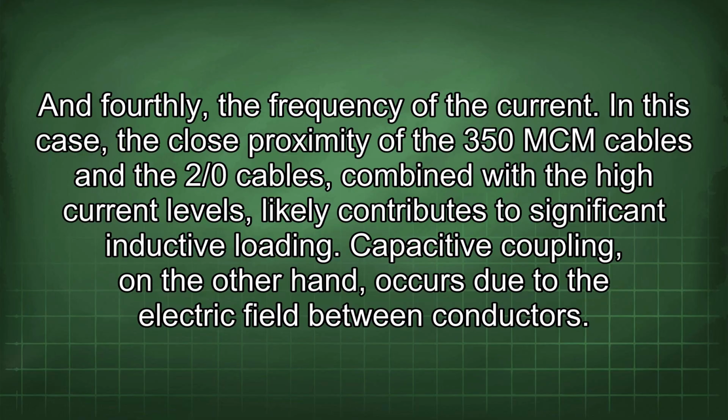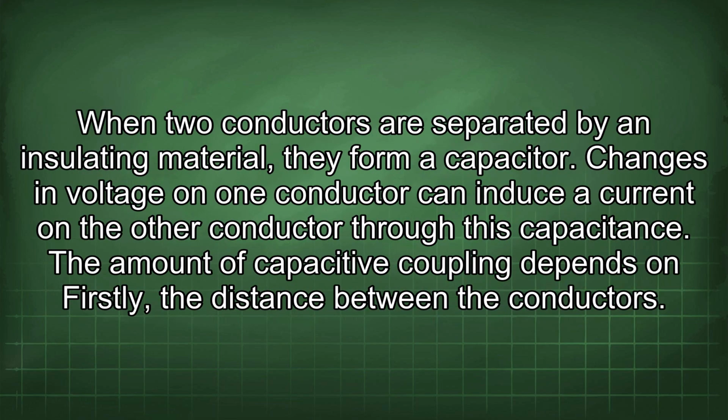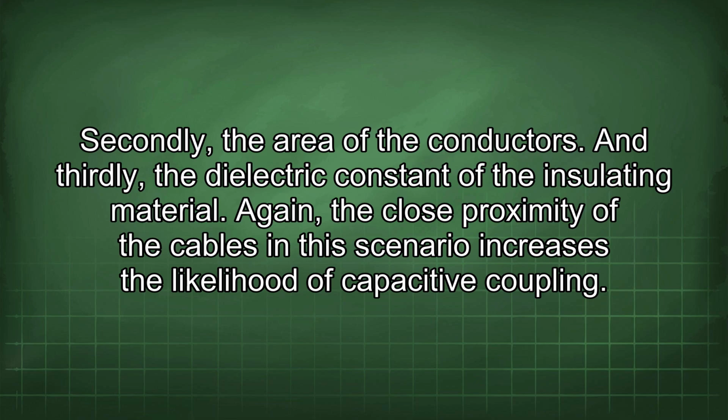Capacitive coupling, on the other hand, occurs due to the electric field between conductors. When two conductors are separated by an insulating material, they form a capacitor. Changes in voltage on one conductor can induce a current on the other conductor through this capacitance. The amount of capacitive coupling depends on, firstly, the distance between the conductors, secondly, the area of the conductors, and thirdly, the dielectric constant of the insulating material. Again, the close proximity of the cables in this scenario increases the likelihood of capacitive coupling.